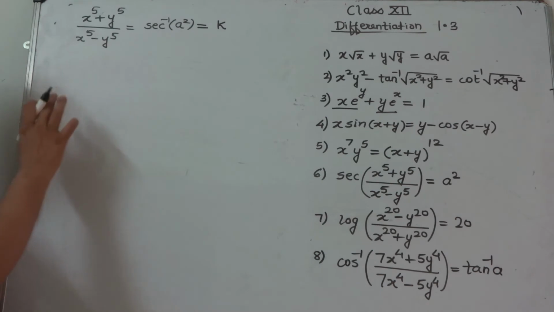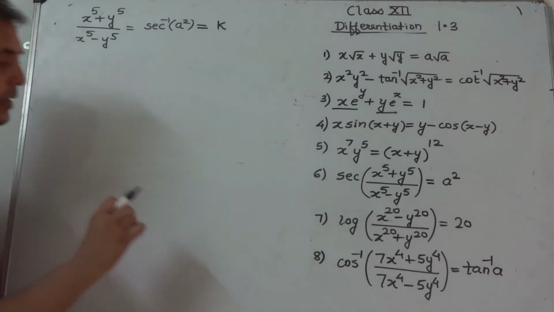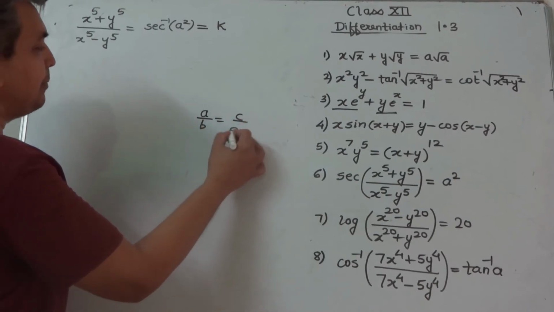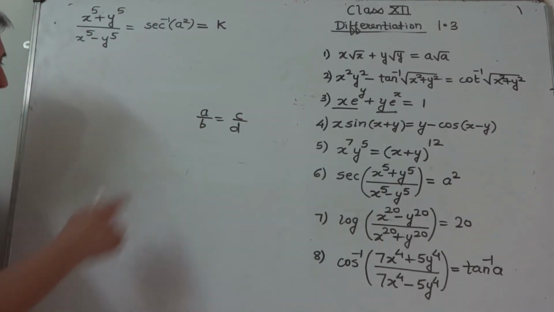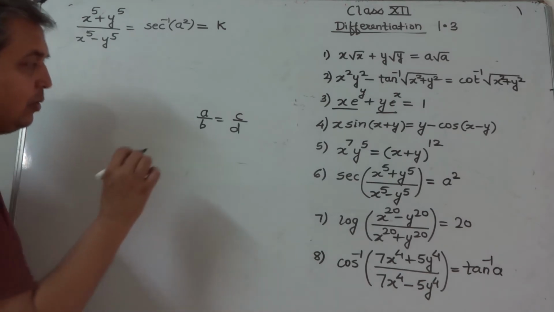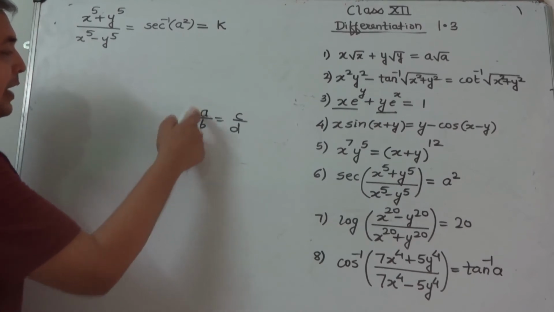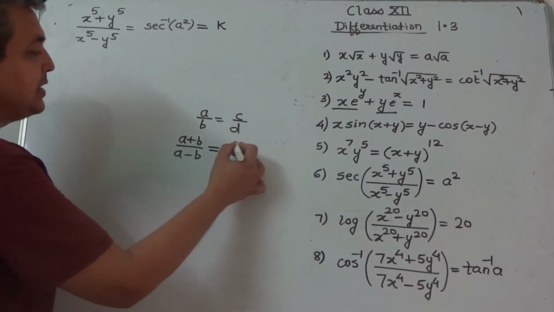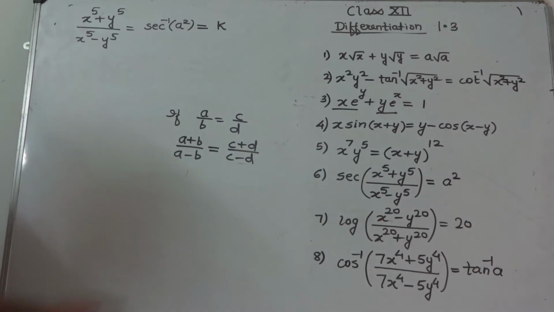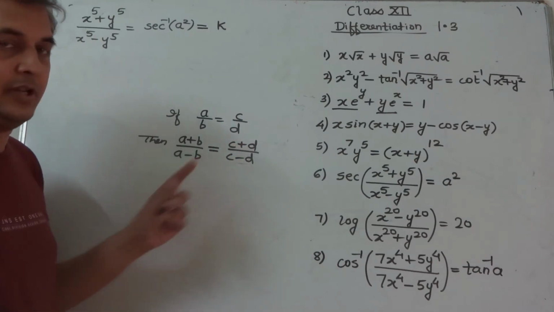We can cross multiply and then take the derivative and all, that is possible. But we use one method which we have seen in 9th and 10th standard, ratio proportion. If a upon b equal to c upon d, two ratios are equal or a, b, c, d are in proportion, then we can use componendo dividendo. What is componendo dividendo? If a upon b equal to c upon d, then a plus b upon a minus b equal to c plus d upon c minus d.